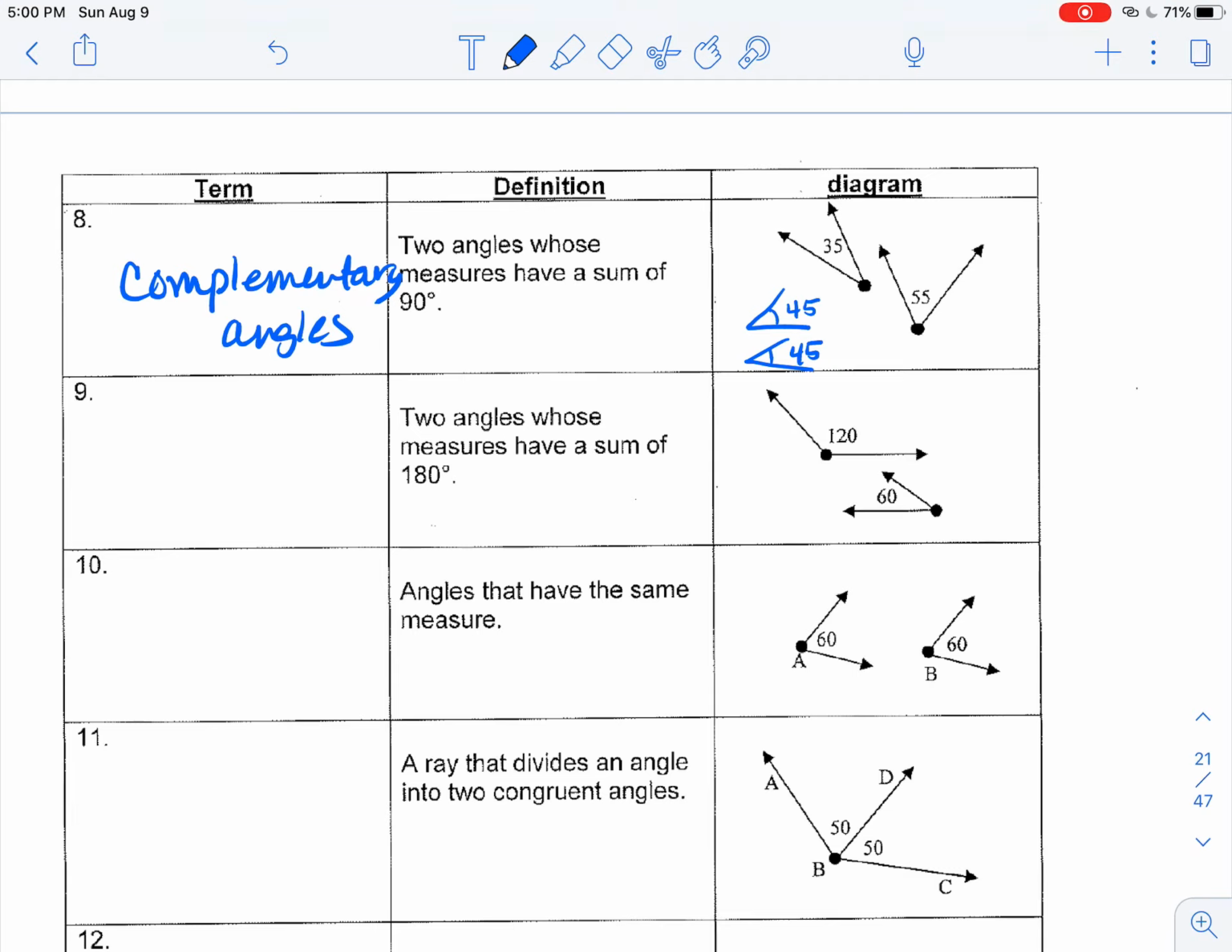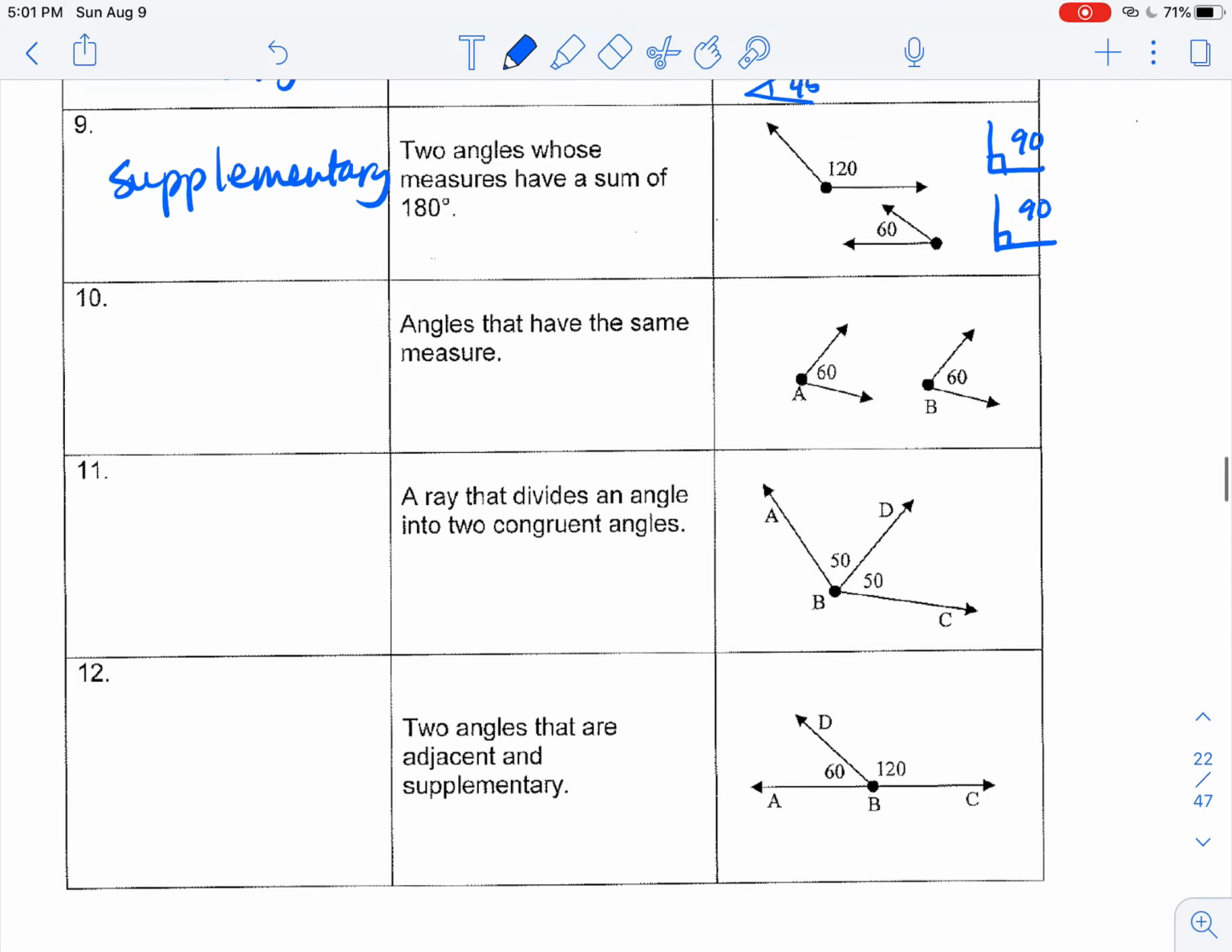Now two angles whose measures have a sum of 180 are supplementary. So in the diagram we've got 120 and 60 which add to 180, but we could also have a 90 and a 90. That also adds to 180. Angles that have the same measure are congruent. Congruent angles.